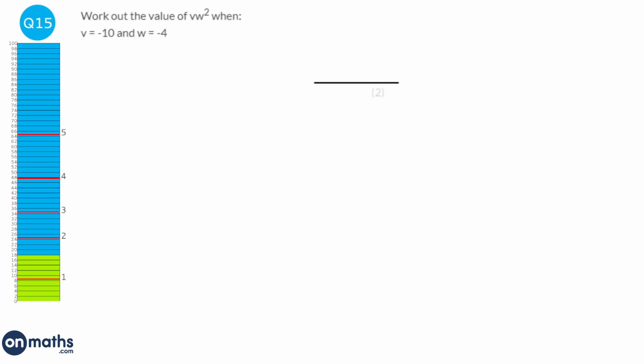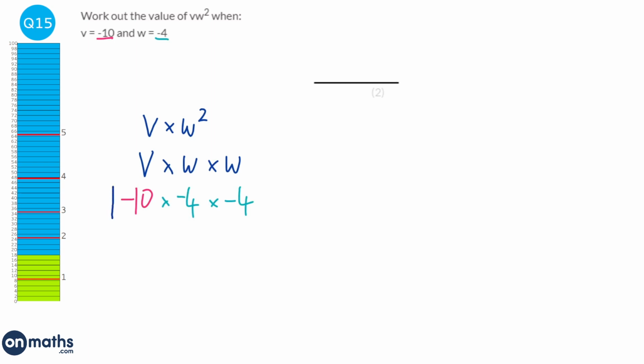Let's rewrite this expression, but with a times sign in, so v times w squared. Now w squared just means times by itself, so we can rewrite that as v times w times w. Okay, so we know v is minus 10, so minus 10. And we know w is minus 4, so it's times minus 4 times minus 4. When you multiply, it doesn't matter which order we do it, so I'm just going to do these ones first and ignore that times minus 4 at the end.